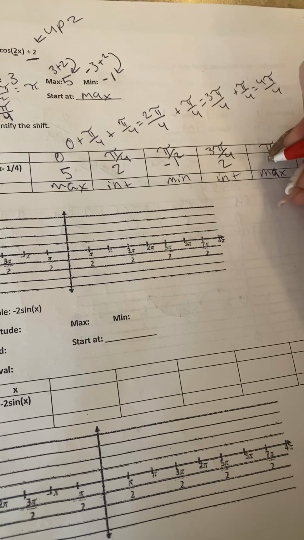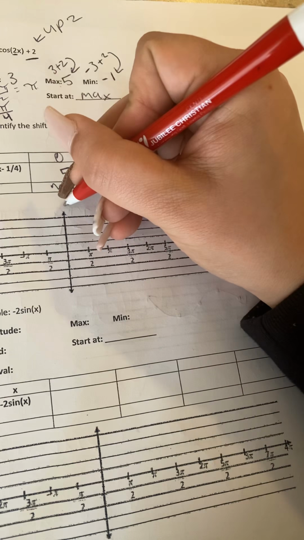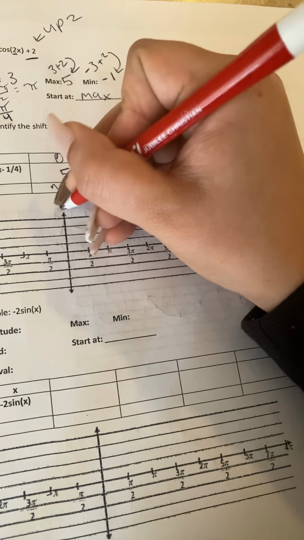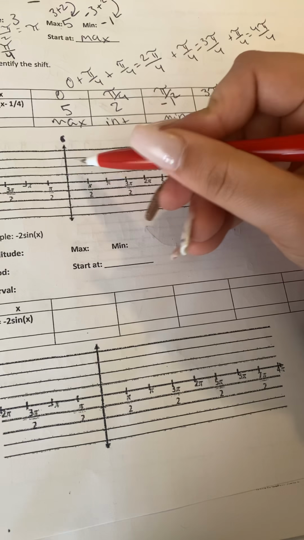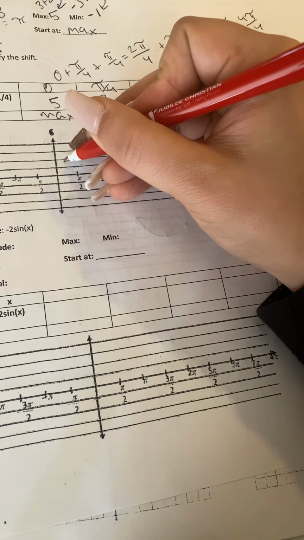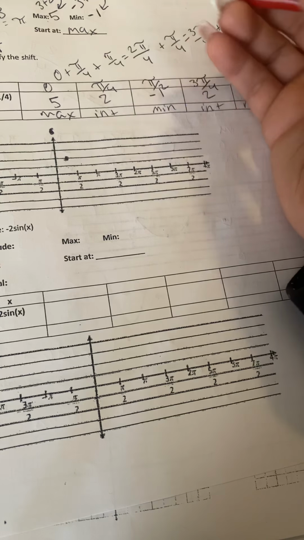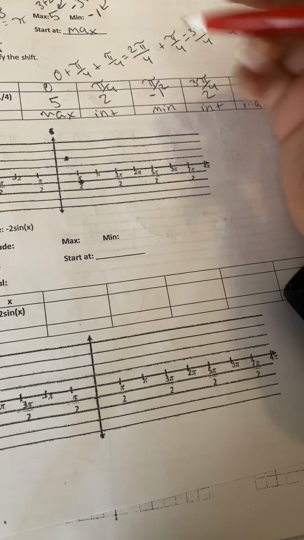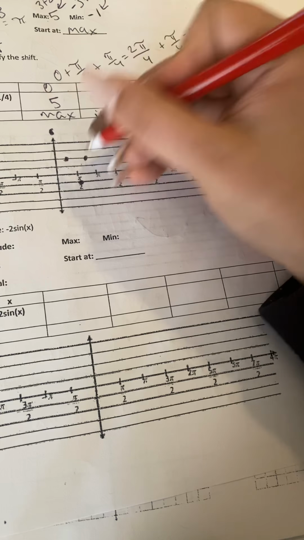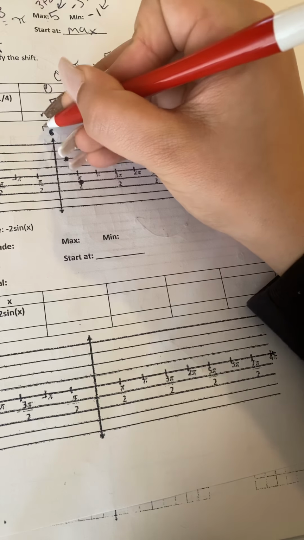Okay, so at 0, I'm at 5. 1, 2, 3, 4. I'm going to run off the graph a little bit. Okay, at pi over 4, again, we said that's in between the points. We're at 2, so 1, 2. At pi over 2, I'm at -1. At 3 pi over 4, I'm back at 2. And then at pi, I'm back at 5. So we got a full wave going on there.